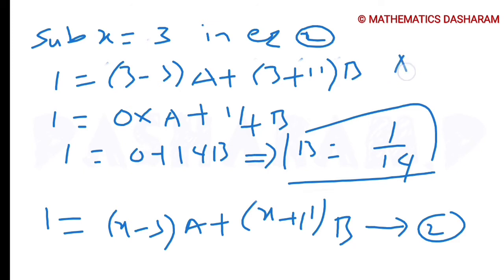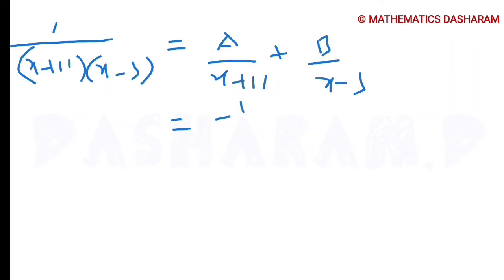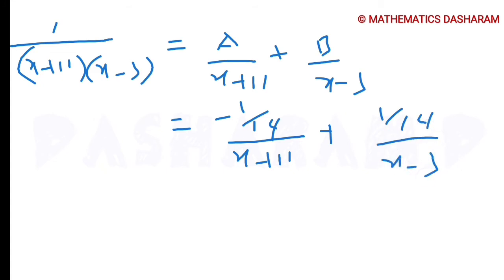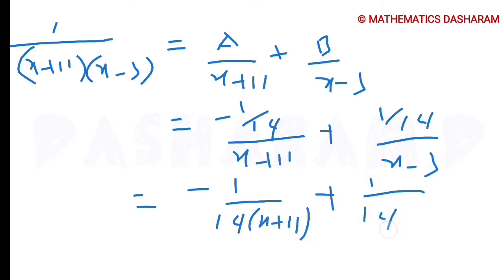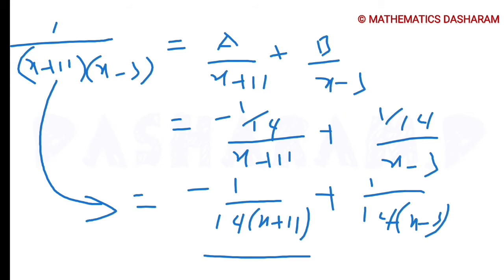Let's substitute the a and b values in equation 1. The a value is minus 1 by 14 divided by x plus 11, and the b value is 1 by 14 divided by x minus 3. So minus 1 by 14 into (x plus 11) plus 1 by 14 into (x minus 3). Now the given fraction is resolved into partial fractions, which are minus 1 by 14 into (x plus 11) and 1 by 14 into (x minus 3).